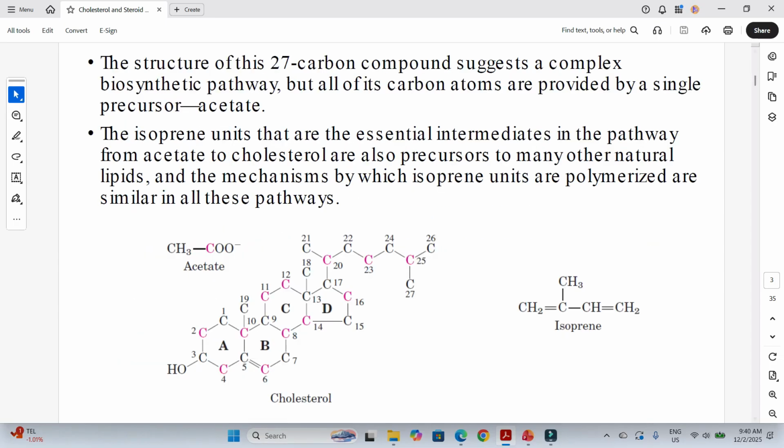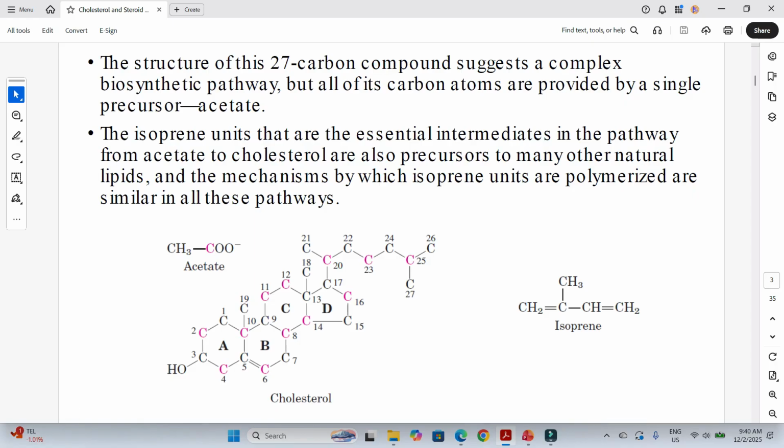Okay, so the structure of this 27 carbon compound suggests a very complex and complicated biosynthetic pathway. Right? Look at the structure of cholesterol here, and you're going to notice that it has a complicated structure. It has one, two, three, four rings, three six-membered rings, one five-membered ring. There's an aliphatic chain connected to ring D, and there's a hydroxyl group found in ring A.